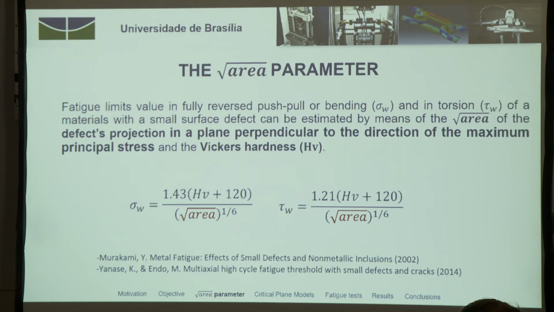The square root of area parameter was proposed by Murakami, and it has been applied for several decades to estimate the uniaxial fatigue limit of metals. It only needs the Vickers hardness and the square root of area to estimate the fatigue limit in uniaxial and torsional loading conditions. This square root of area is the projection of the defect in a plane perpendicular to the maximum principal stress.